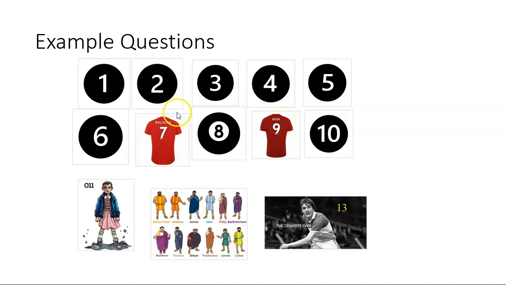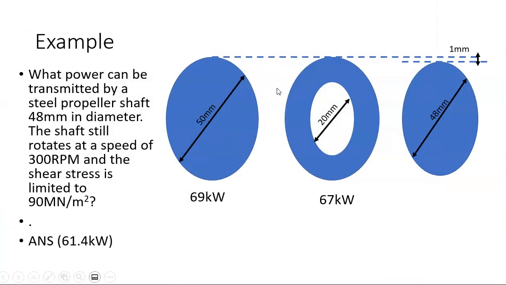We're going to follow on the video here from videos 2 and 3, and I'm just looking at the third in this linked examples. So in this question we're asked what power can be transmitted by a steel propeller shaft 48 millimeters in diameter. The shaft still rotates at a speed of 300 rpm and the shear stress is limited to 90 meganewtons per meter squared.